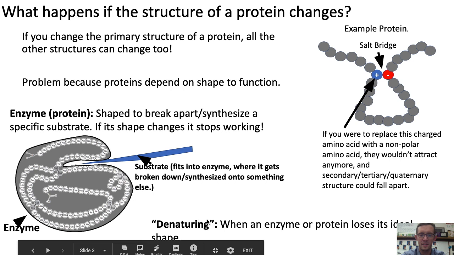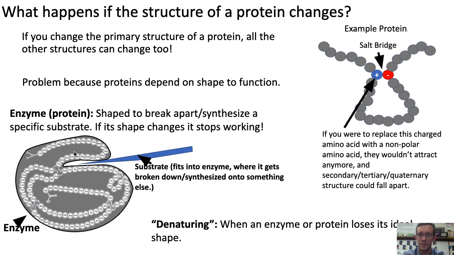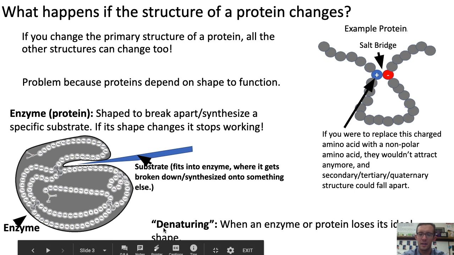We call the process of a protein misfolding, or a protein folding in the wrong direction, coming undone, denaturing. And that's it.